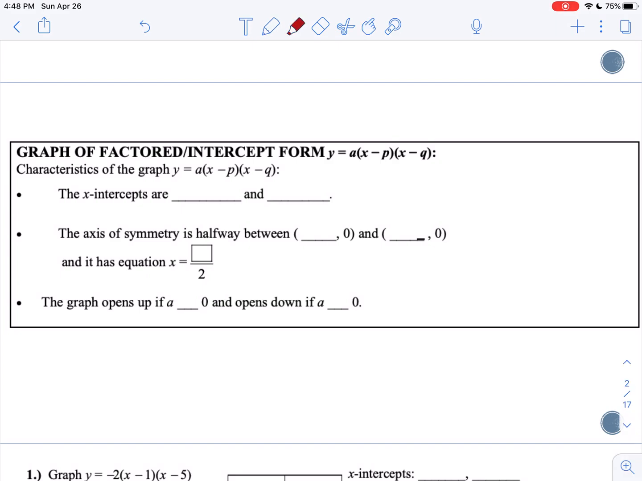When we talk about factored form, or intercept form, you might hear either of those, it is y equals a times the quantity x minus p times the quantity x minus q. Let's talk about some of the characteristics of the graph. In factored form or intercept form, the x-intercepts are p and q, which we can simply pull straight out of this equation. Please note that p and q are negative in the equation, so when you are pulling them out, make sure to take the opposite of each of those, all right?